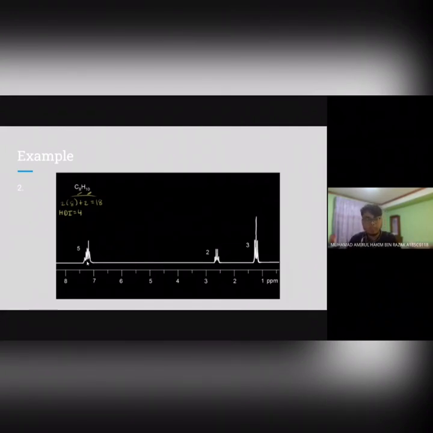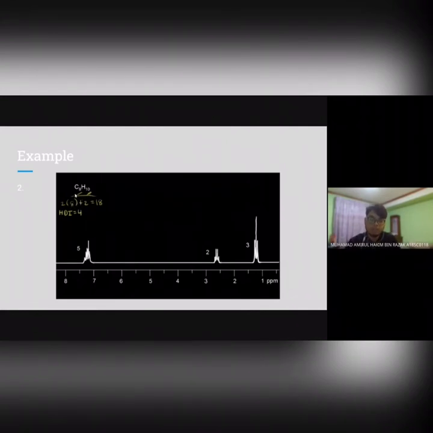kira HDI. Apakah itu HDI? HDI adalah Hydrogen Deficiency Index. So macam mana nak kira HDI? Yang pertamanya kita kena guna formula 2n plus 2, 2n tambah 2. So nilai n adalah nilai C ataupun carbon. Okay, contohnya kalau nilai C tu 8, kita gantilah nilai n tu dengan 8.